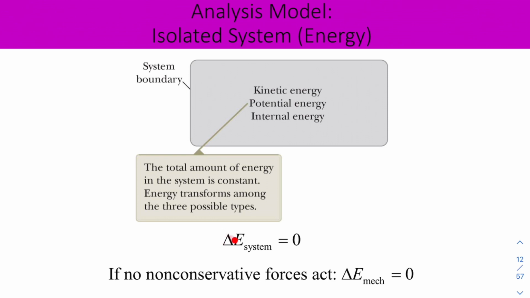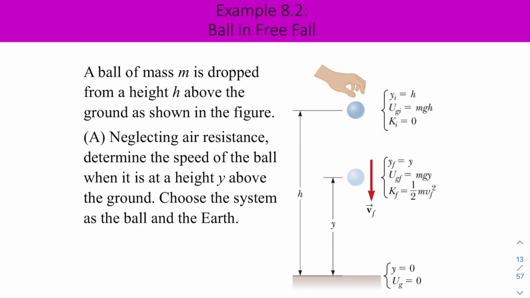But then, if you're talking about an isolated system, delta E of the system is equivalent to 0. It means that there is no transfer in or out of the system. Everything is conserved if no non-conservative forces act, so there is no friction. Non-conservative forces do not exist. Delta E mechanical must be equivalent to 0. So we need to highlight no non-conservative forces, okay? Then this condition is applicable.